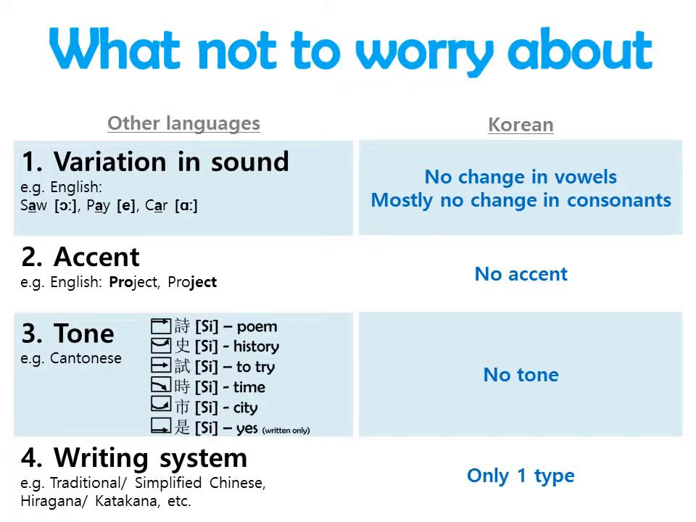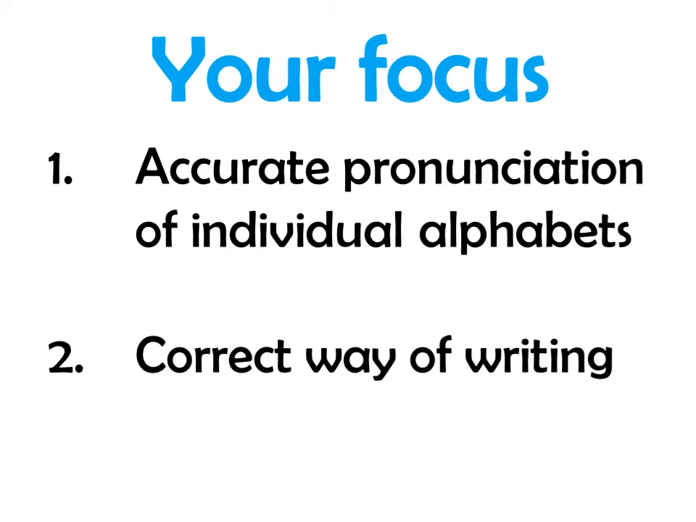We do have words that are spelled exactly the same but mean different things, but this is nothing to do with tone. We just don't have those sophisticated rules of accent and tones that other languages have. So you don't need to worry about that when it comes to communicating in Korean. Lastly, there's only one type of writing you need to focus on. So your focus will be mainly accurately pronouncing individual alphabets and writing them correctly. That's all you need to focus on.